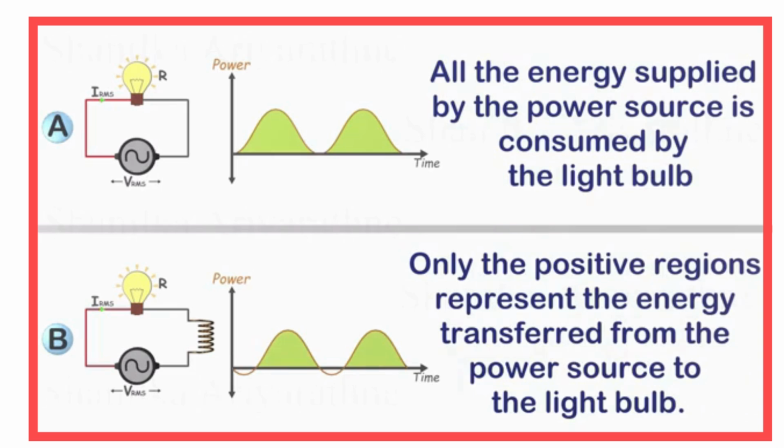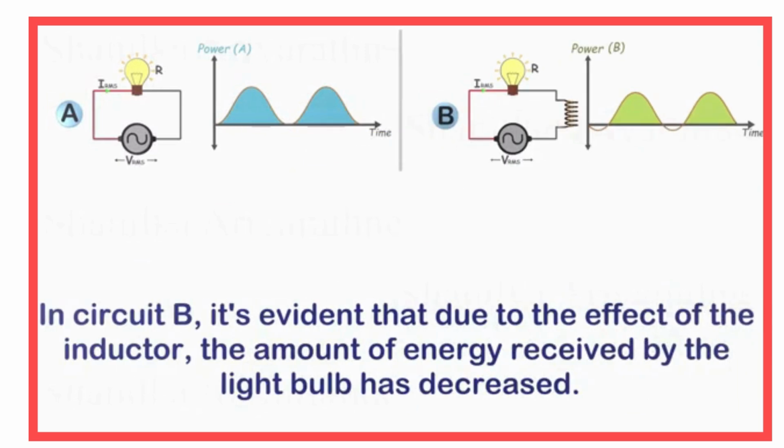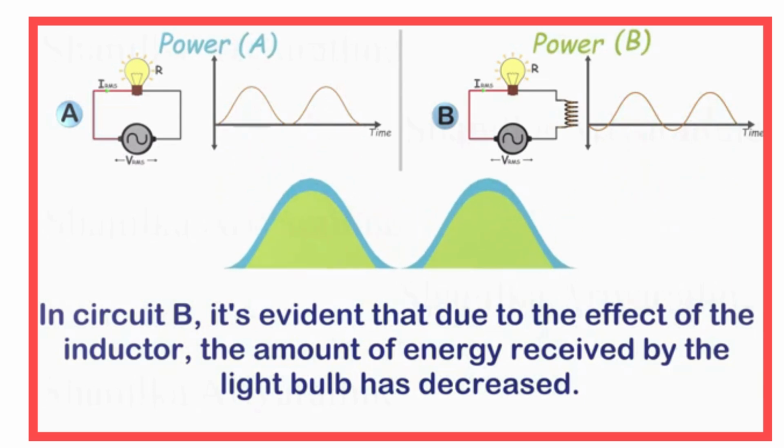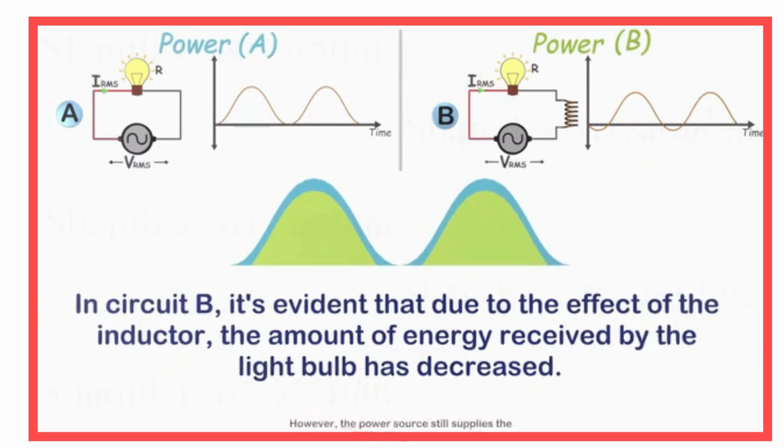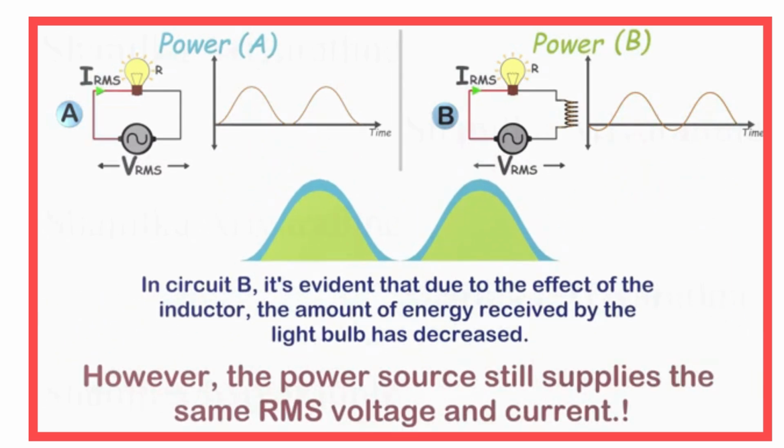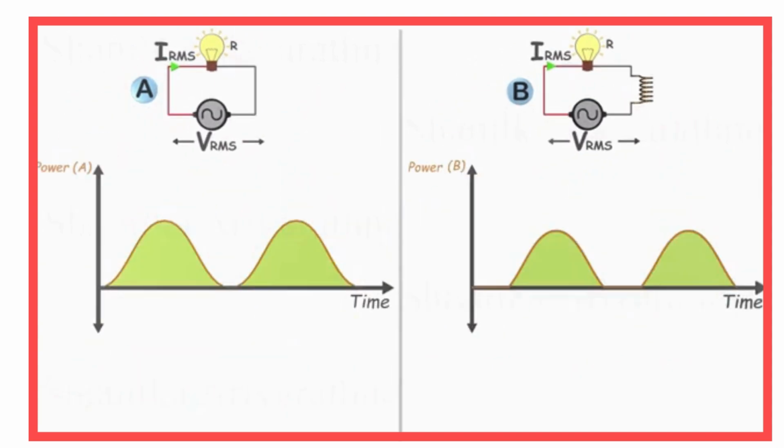Let's focus solely on the energy transferred from the source to the load. In circuit B, it's evident that due to the effect of the inductor, the amount of power received by the light bulb has decreased. However, the power source still supplies the same RMS voltage and current. Let's calculate the average power consumed by the load in these circuits.